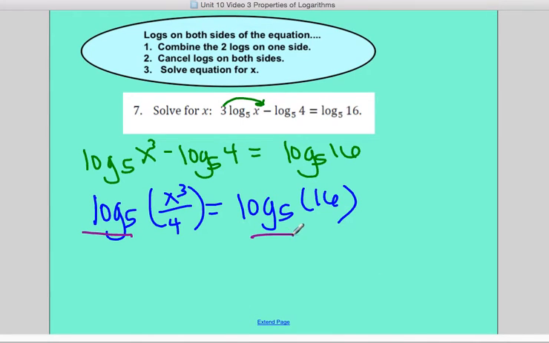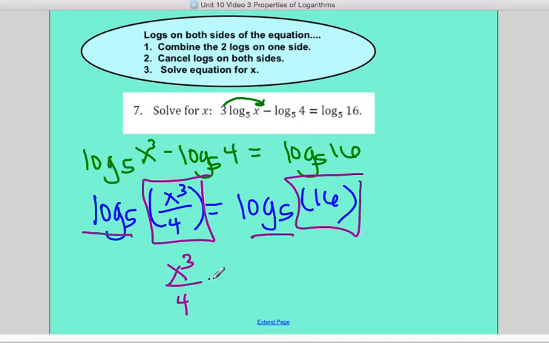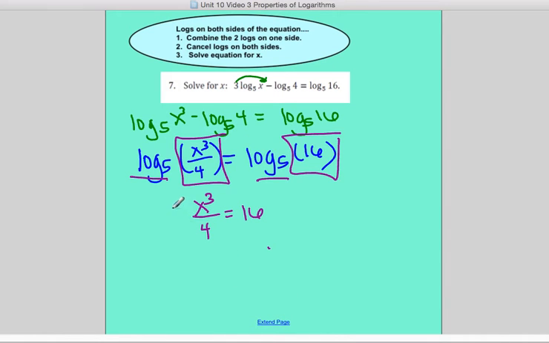Now this one is nice. Notice how they both have log base 5. So that means what's left on the inside has to be equal to each other. So I can just say x to the third over 4 equals 16. To solve this, I would times both sides by 4. So x to the third is equal to 16 times 4, which is 64. Silly me, we actually looked that up before.